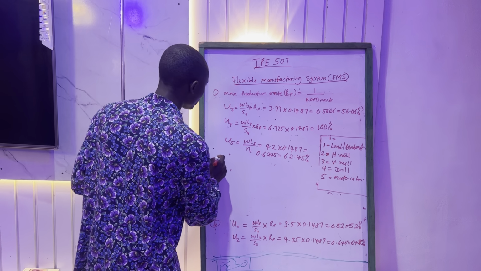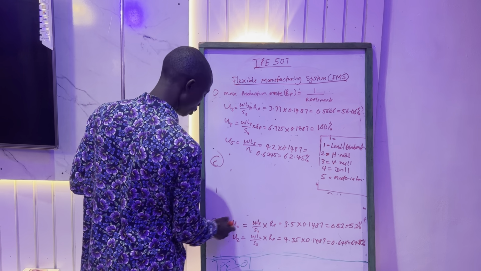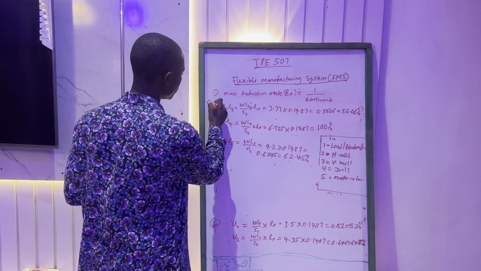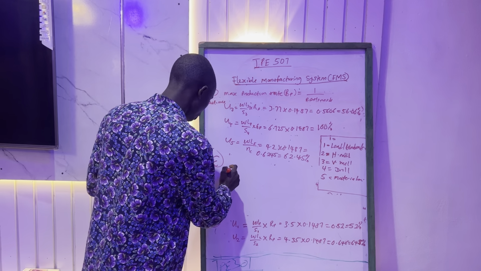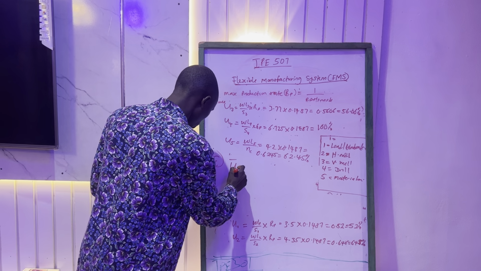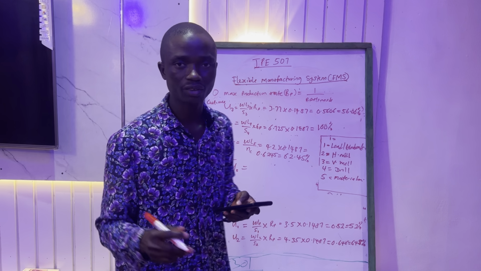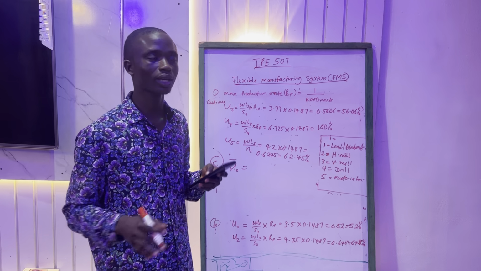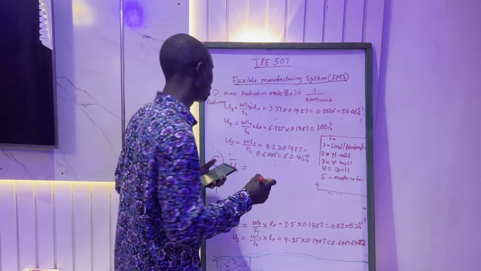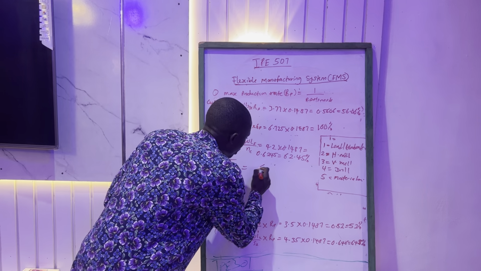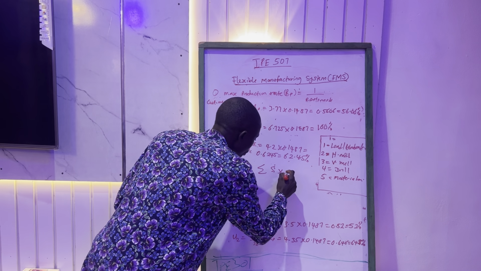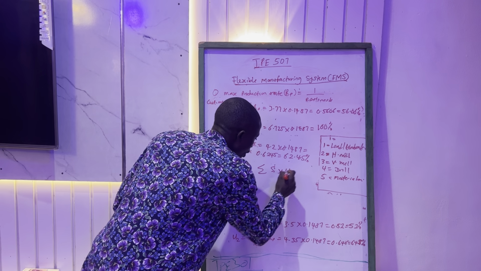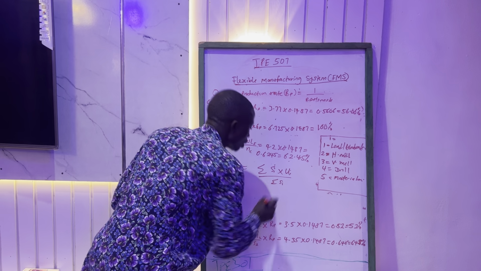And for the final question, the continuation of question B, which is the average utilization of the system. We now want to find the average utilization of the system entirely. That is given by the formula: summation of Si times Ui over summation of Si.